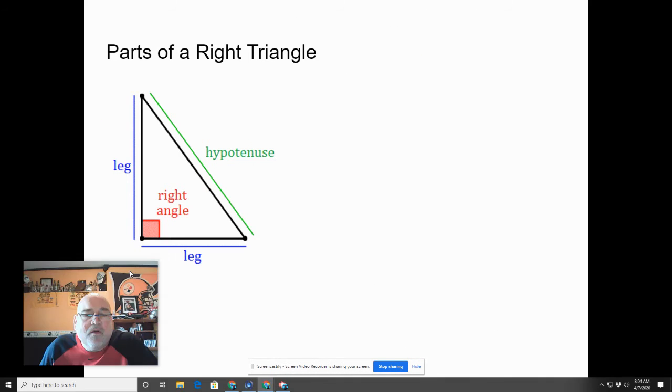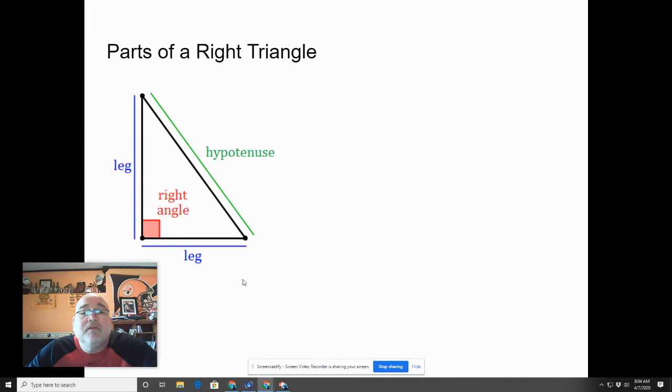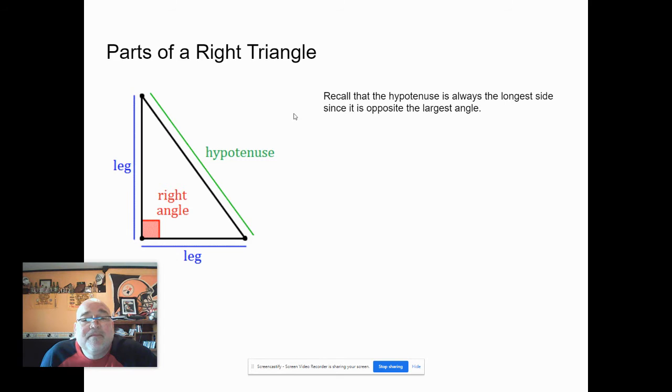Remember a right triangle, you have the three sides. The two sides that meet at the 90-degree angle are the legs, and the third side, opposite the 90-degree angle, the hypotenuse. Couple facts you need to remember. The hypotenuse is always the longest side, since it's opposite the largest angle.